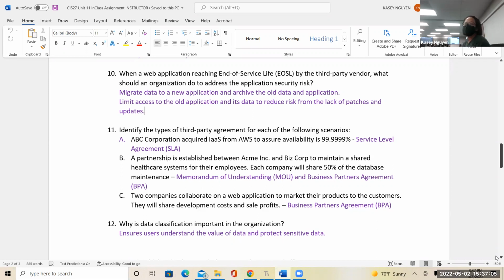So when you have companies that agree with another company, in A, it says ABC Corporation acquired infrastructure as a service cloud from AWS, which is owned by Amazon. AWS stands for Amazon Web Services, to assure availability of 99.9999%. The key word there is assure availability. That's what I want on that contract if I'm ABC, right? If they don't fulfill that, they're going to have to pay the penalty for not fulfilling that. And that needs to be really clear when it goes into legal before they sign.